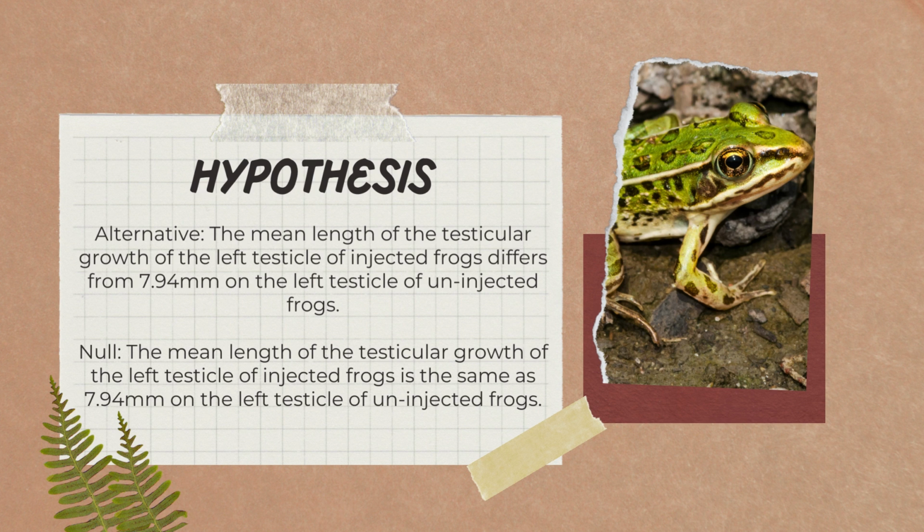My hypothesis. The alternative hypothesis is the mean length of testicular growth of the left testicle of injected frogs differs from 7.94 millimeters on the left testicle of the uninjected frogs. And the null hypothesis is the mean length of the testicular growth of the left testicle of injected frogs is the same as 7.94 millimeters on the left testicle of uninjected frogs.